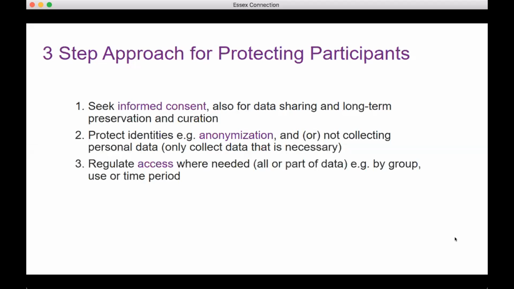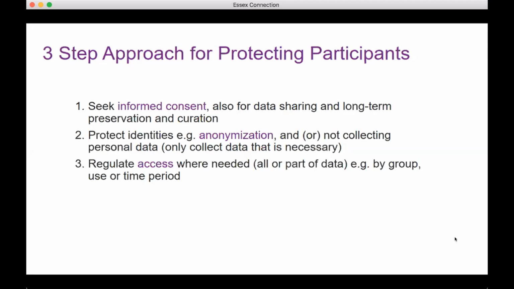Following from this is ensuring that you protect your participants' identities at all times in line with what they agreed in their consent forms. This can be done by anonymizing or pseudonymizing the data. It might be that you do not need to collect someone's personal information. So here I'm referring to the data minimization principle: only collect data that is absolutely necessary. This refers in particular to personal data, but the point here is only to collect data that we need for our projects and no more.